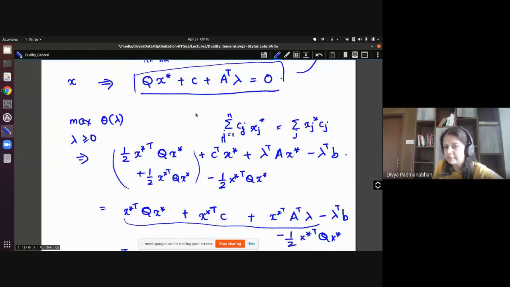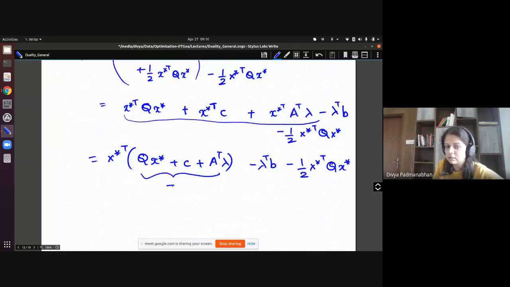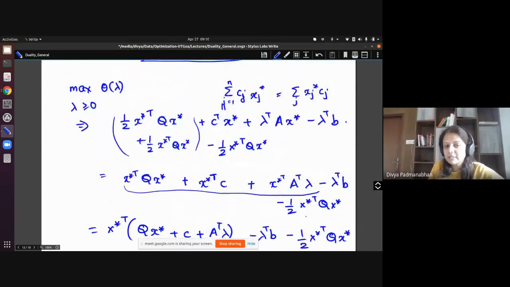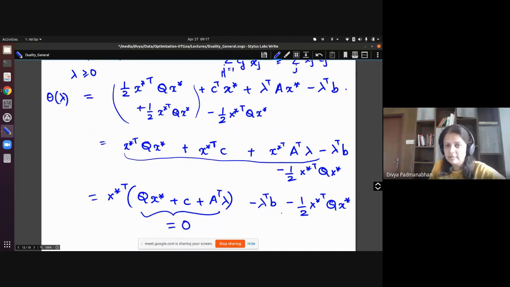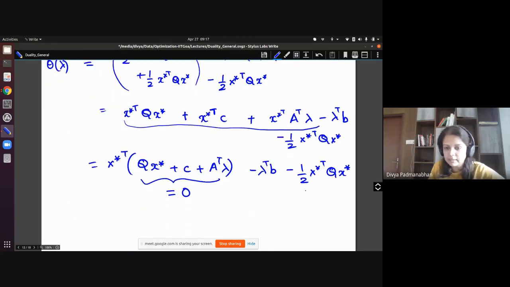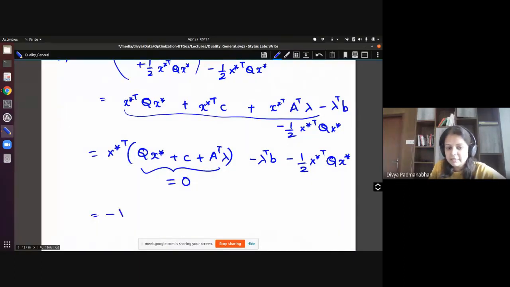Q x star plus c plus A transpose lambda is 0, so this term vanishes. What you're left with is minus lambda transpose b minus half x star transpose Q x star. This is the function that you want to maximize. Theta of lambda is exactly this value, theta of lambda using the optimum x star.